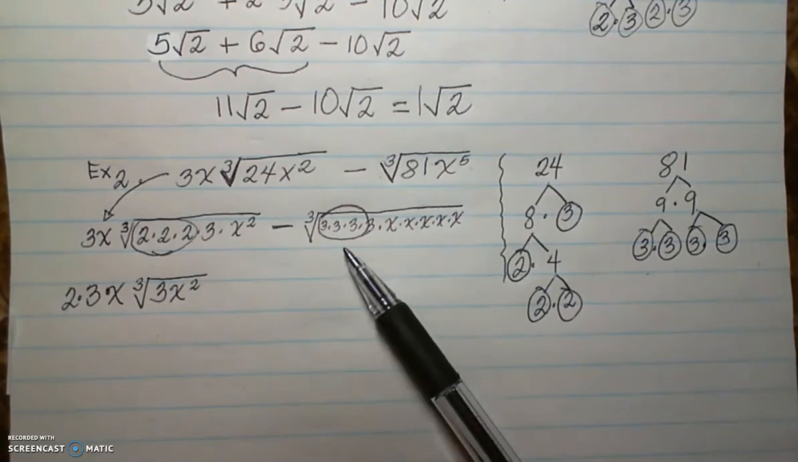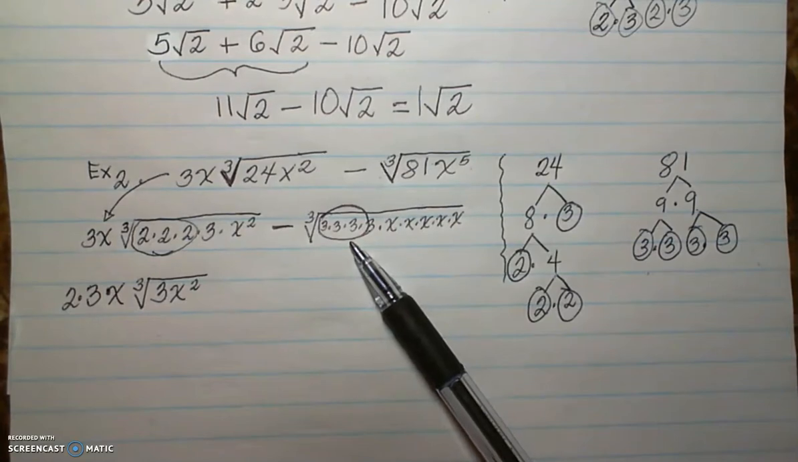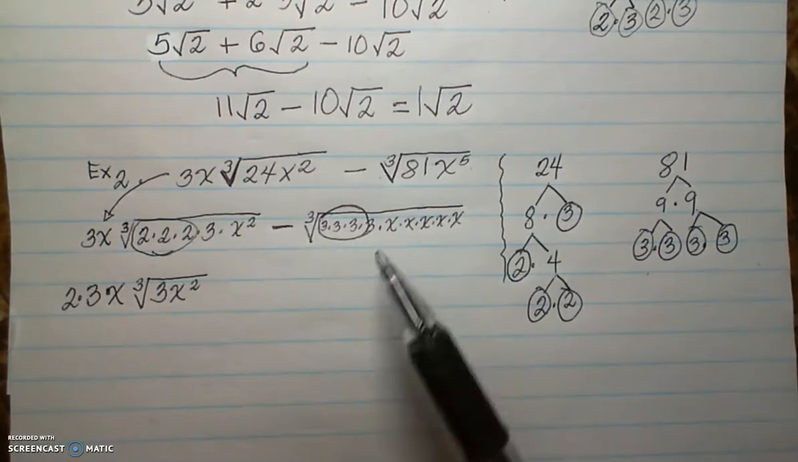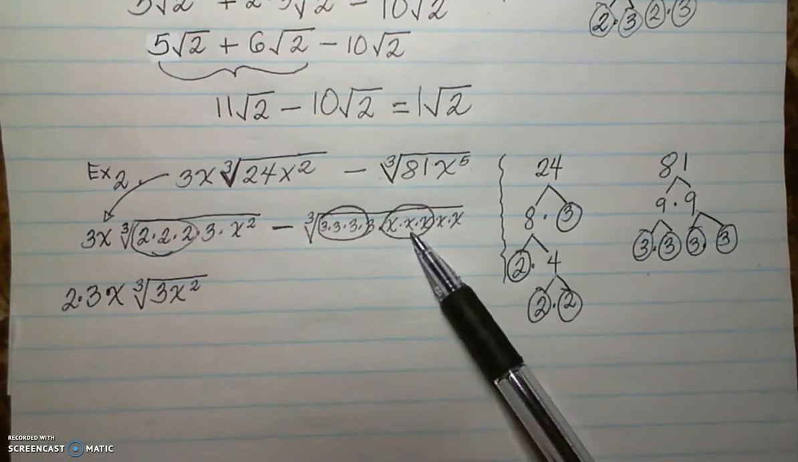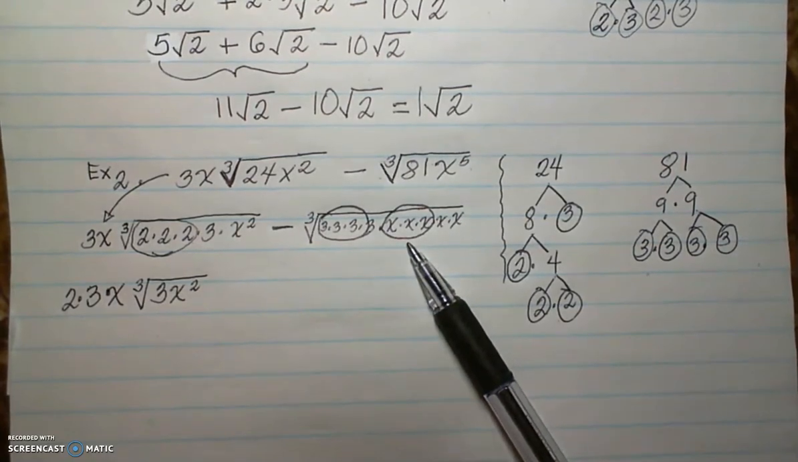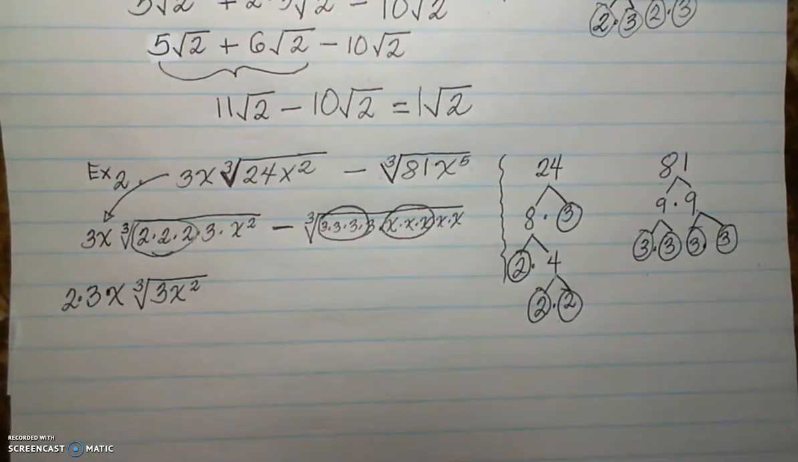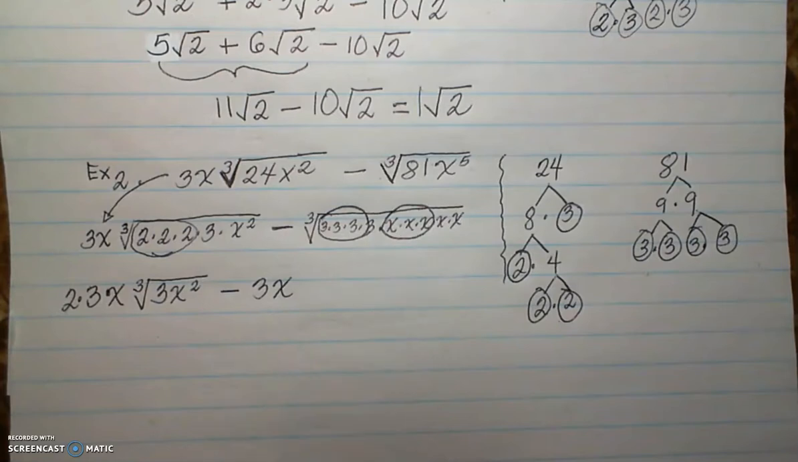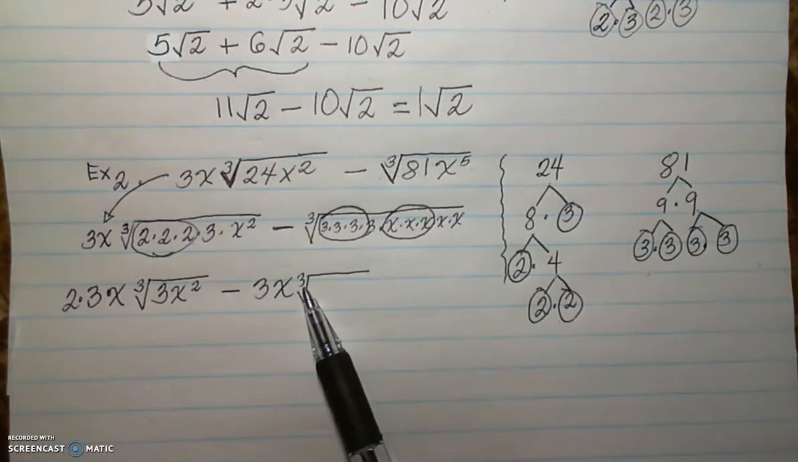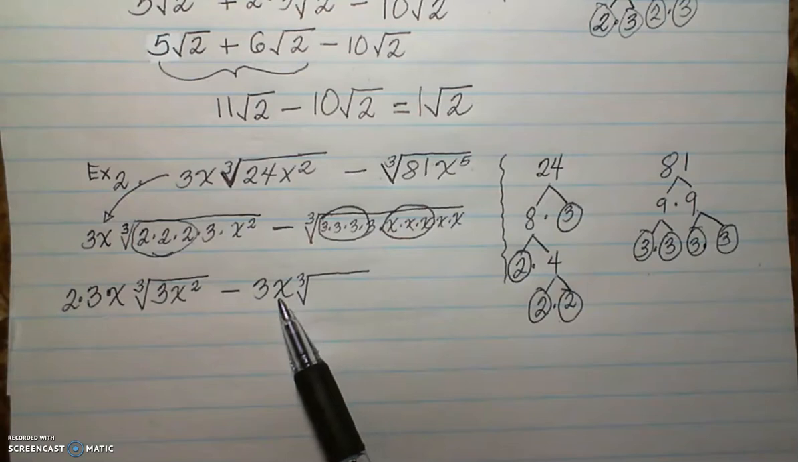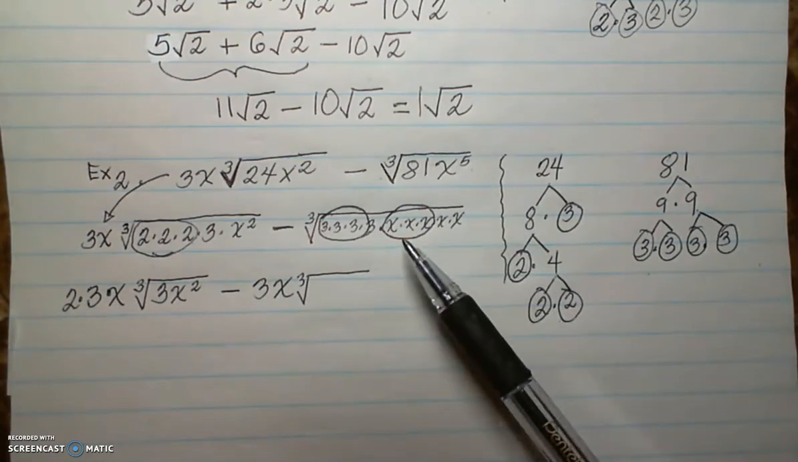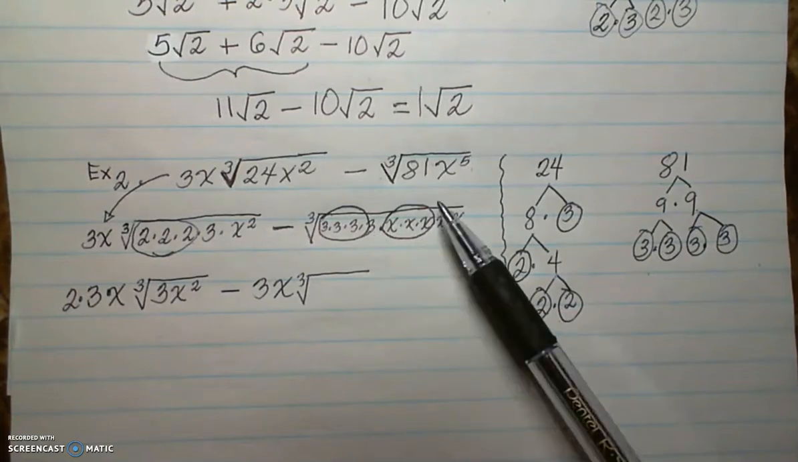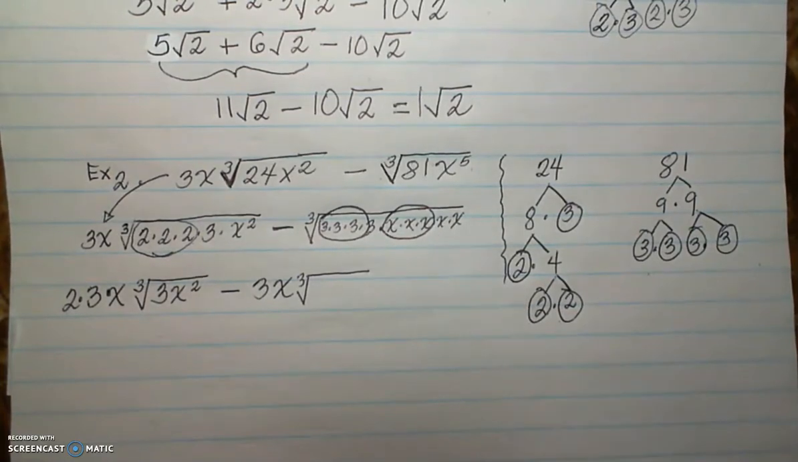So this 3 right here is a perfect cube, and it goes out of the radical sign. This is also a perfect cube, and it goes out of the radical sign. Copy the minus sign. You will now have 3x. The 3 is from here and the x is from here. All right, please don't be confused by that. That's an index. That's not an exponent for the x. So that's an index for this radical. And then what stays inside is 3x squared.